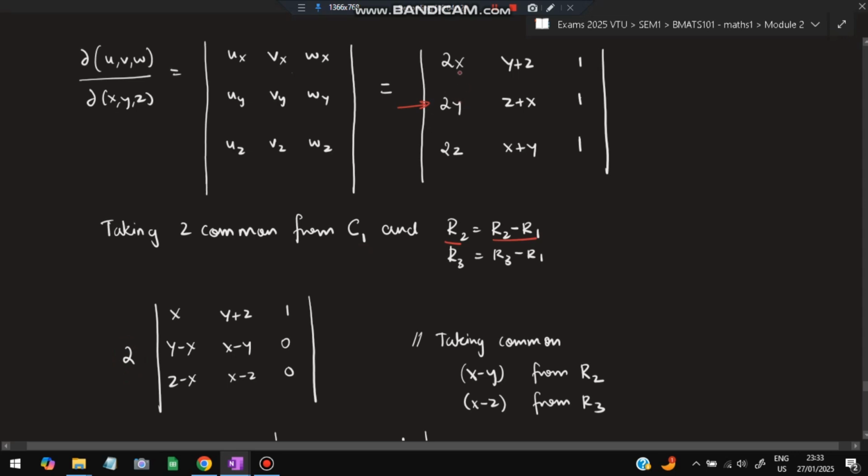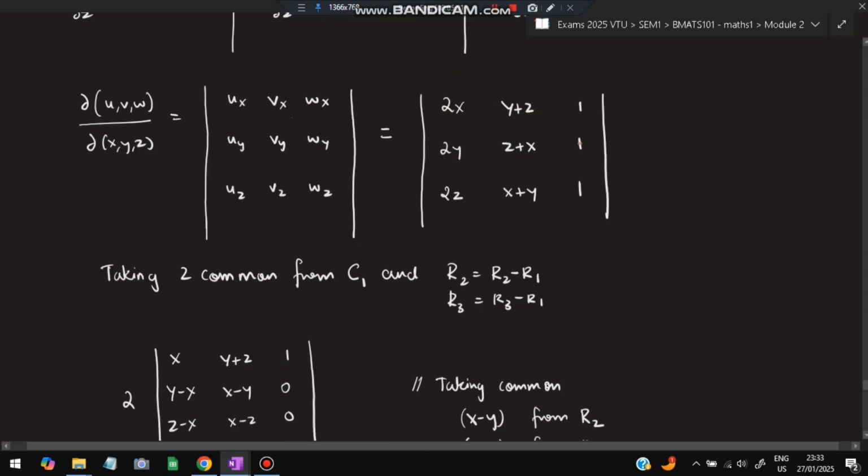What we are trying to do is subtract this one with this one, subtract this with this one, subtract this with this one, and store it here only. This is a valid elementary operation. Why are we doing it? Because we want 0 here. When you subtract 1 with 1, it will become 0 here.